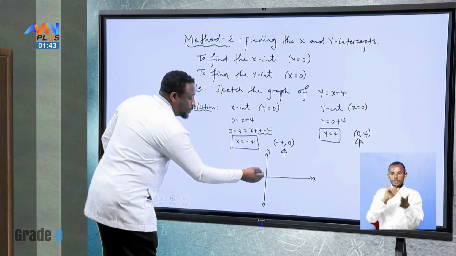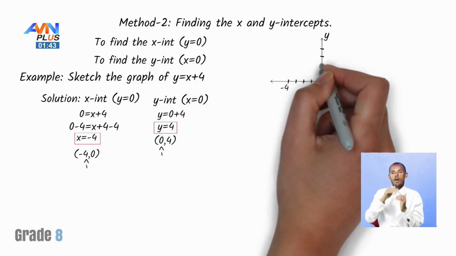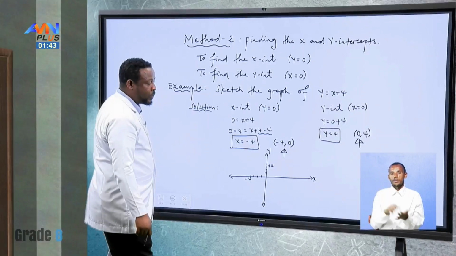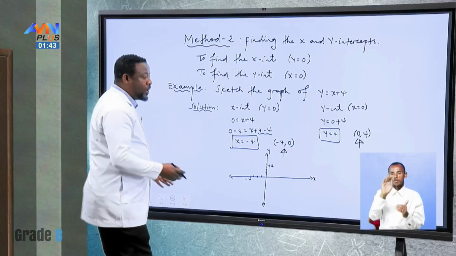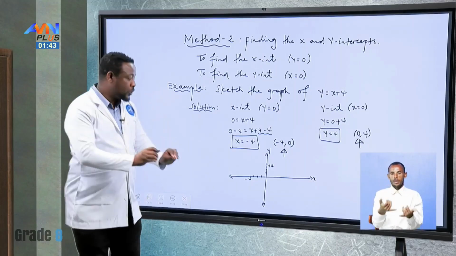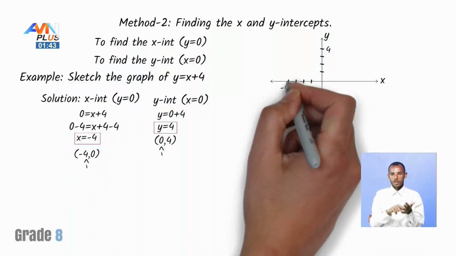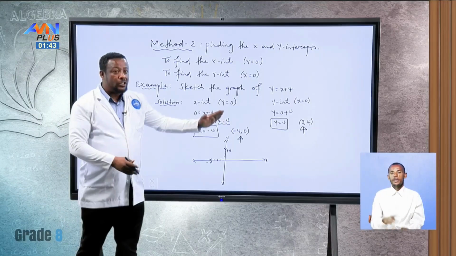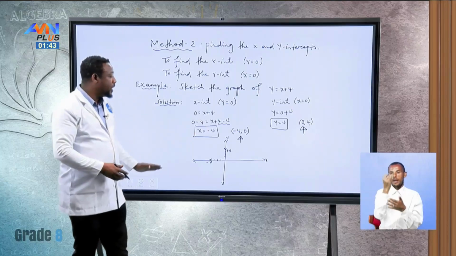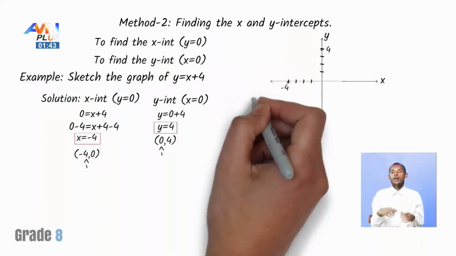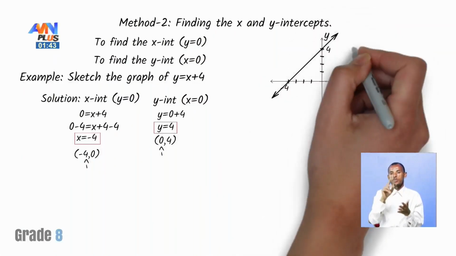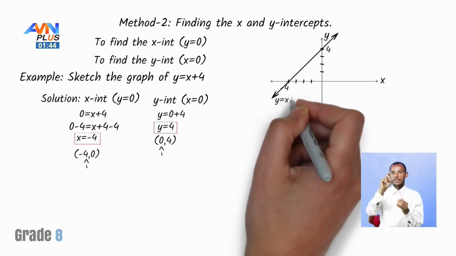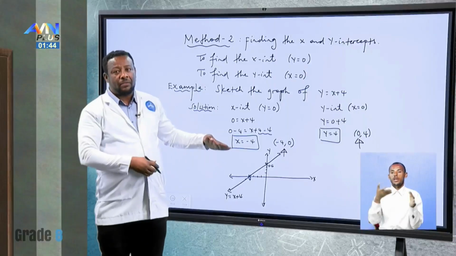That means you need to count 4 units above the x-axis. Probably somewhere here you get y is equal to 4. Now, we have those 2 points, x is equal to minus 4 and y is equal to 4. Okay, through these 2 points, you can sketch a straight line, a straight line passing through these 2. So this is the graph y is equal to x plus 4. Okay, this is the required graph.